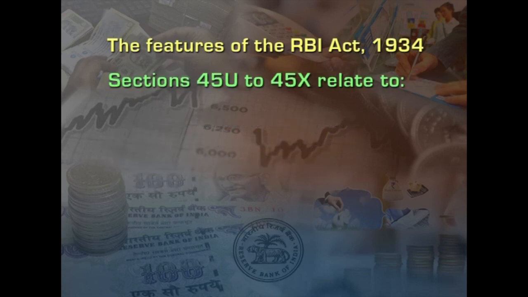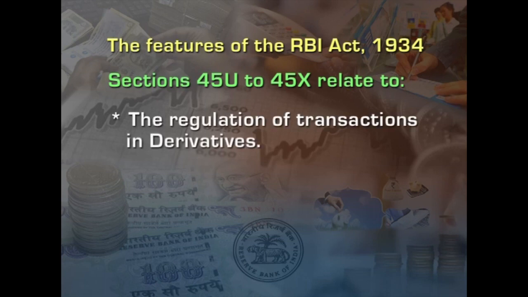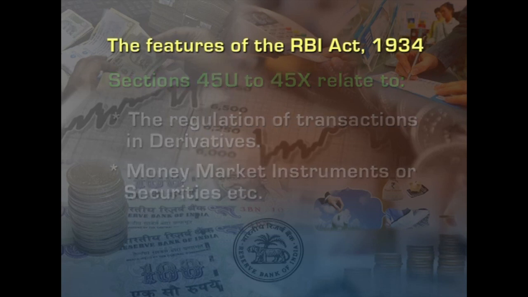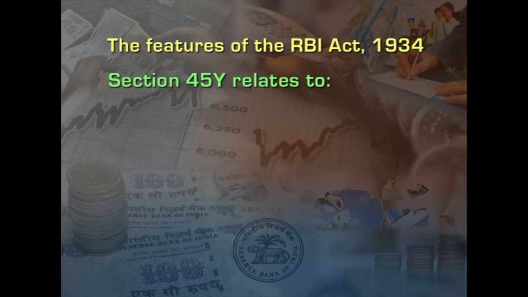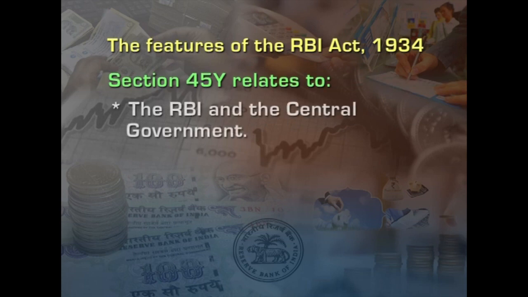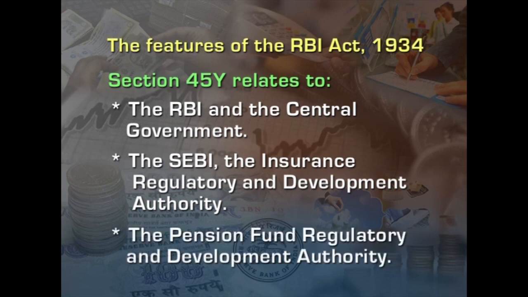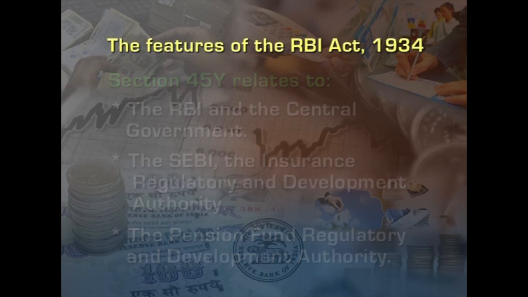Sections 45U to 45X relate to the regulation of transactions in derivatives, money market instruments or securities, etc. Section 45Y relates to joint mechanism in functioning of the bank by the RBI and the central government, the SEBI, the Insurance Regulatory and Development Authority and the Pension Fund Regulatory and Development Authority.